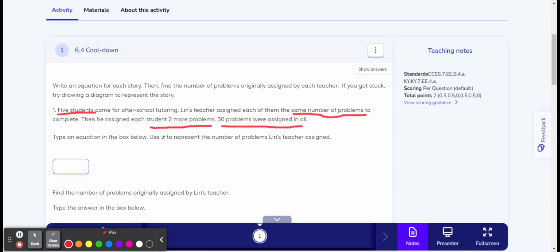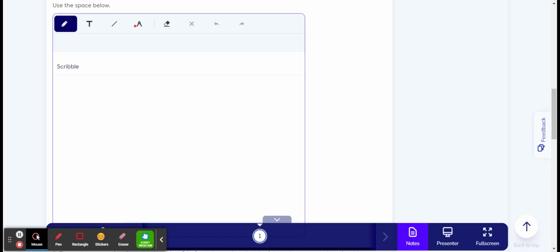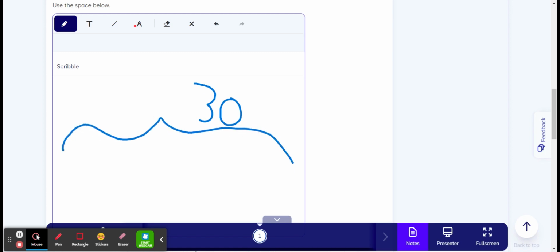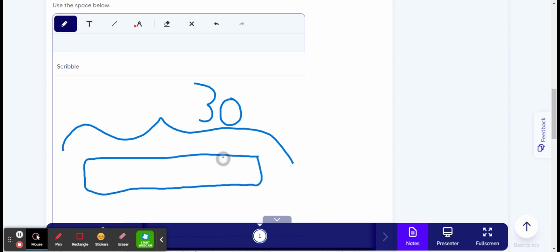30 problems assigned in all. So type an equation in the box below. Use X to represent the number of problems Lynn's teacher assigned. Okay, so what I do know is that there were 30 total problems, so that is going to be my total. And I have 5 students, so I'm going to draw 5 boxes: 1, 2, 3, 4, 5.